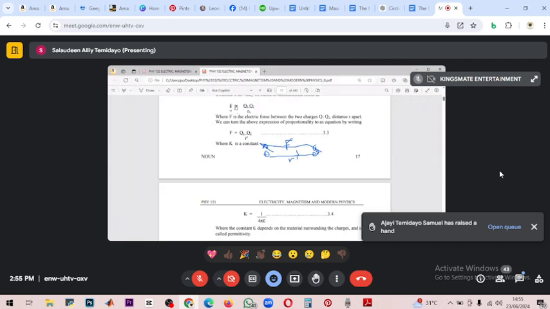So F equals K Q1 Q2 over R squared. They are supposed to put K here.